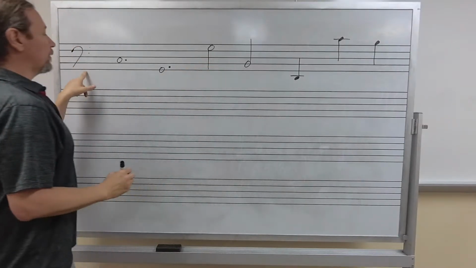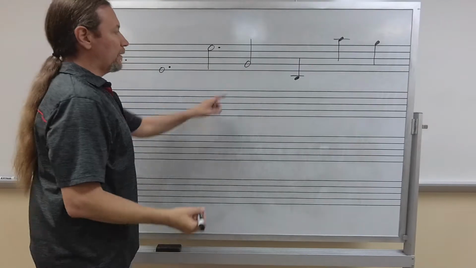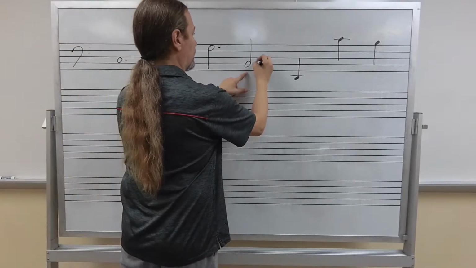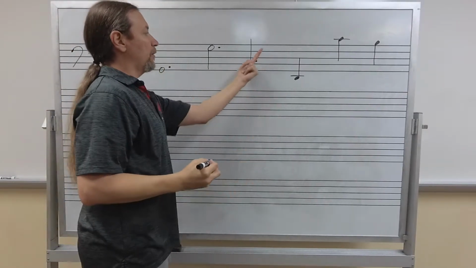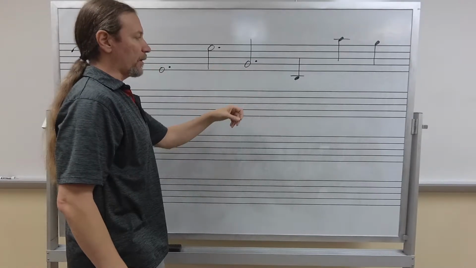This G right here is on a space, so the dot goes directly to the right. This B, however, is on a line, so the dot goes to the right, but up above the line, or in the next space, the C area's space, if you will.